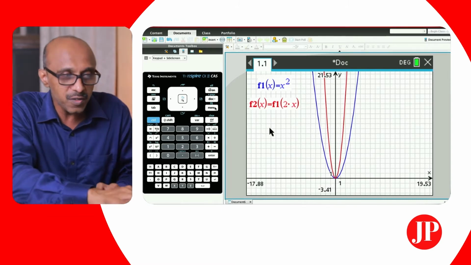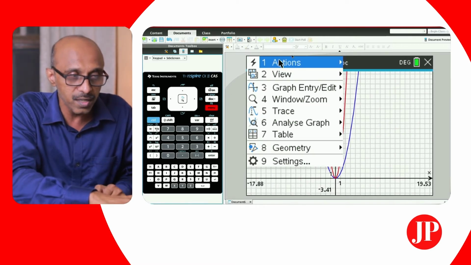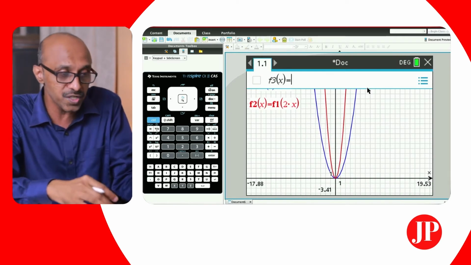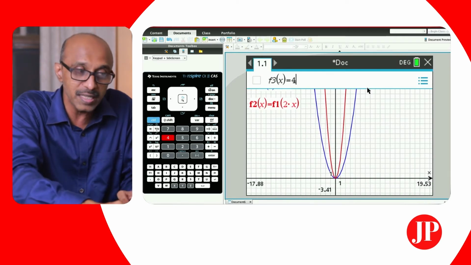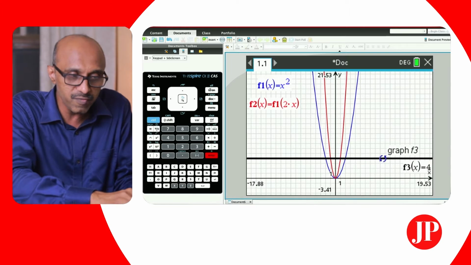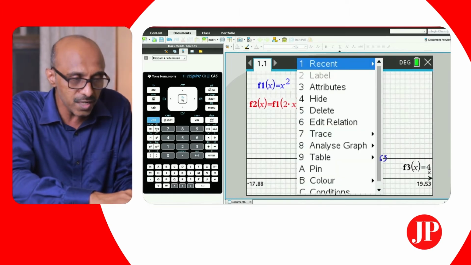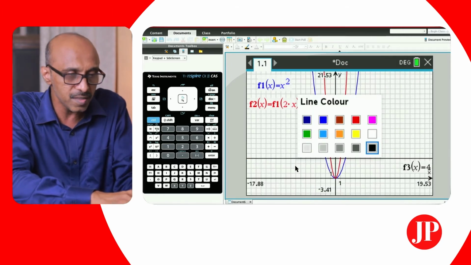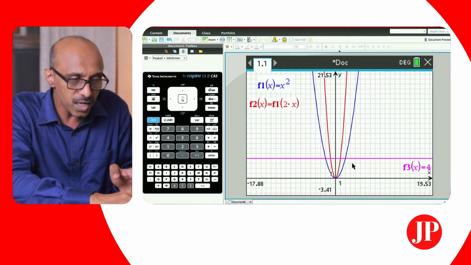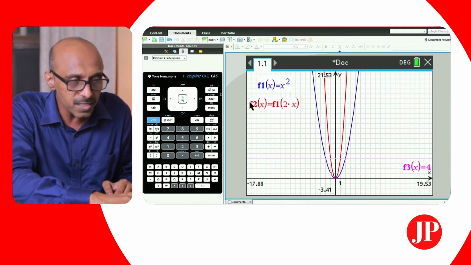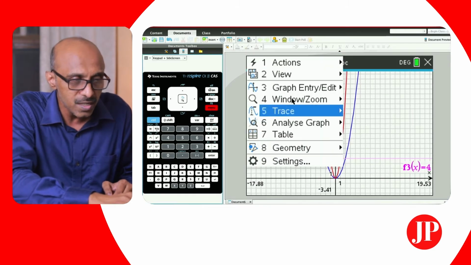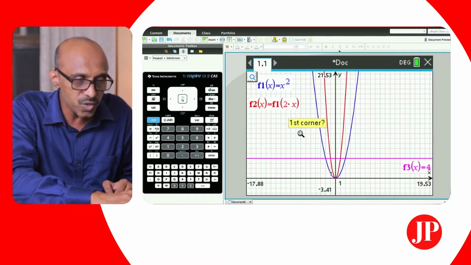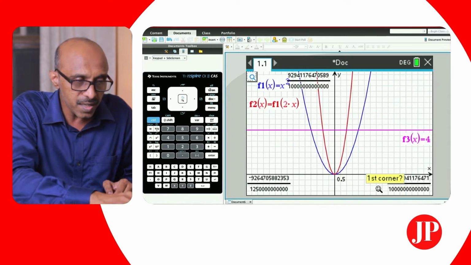So we'll take a constant value for both the parent function and the transformed function. The constant value I'll take is y equals 4. There you go, that's y equals 4. Let me change the color of that line so that it stands out, something like magenta. Those are the points. Let me zoom in so that it stands out a little bit. Windows zoom, and let's do a box zoom around that area. There we go. Now we can compare.